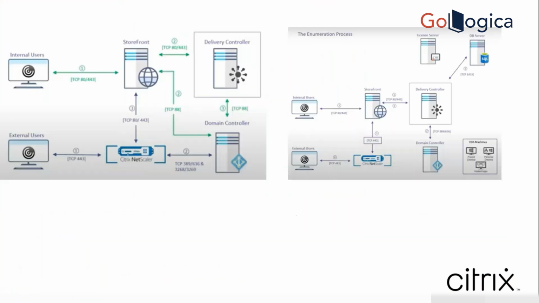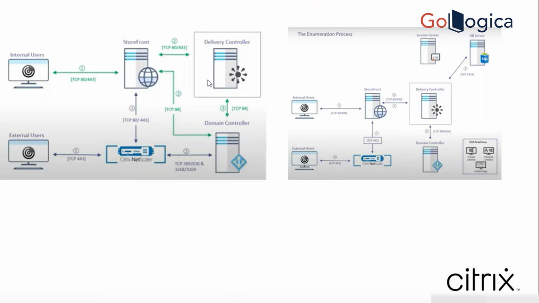See here they have shown the picture. If an internal user is accessing the StoreFront, it will go directly to the StoreFront, and StoreFront will do the authentication, send it to the delivery controller, and the delivery controller will send it to the domain controller. This is for the internal user.